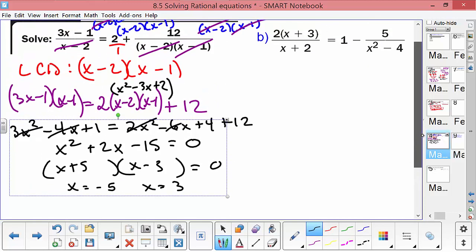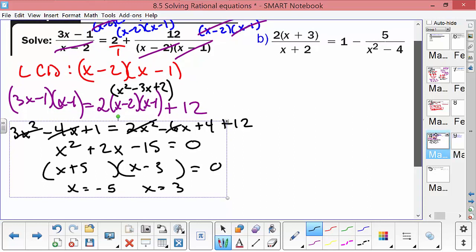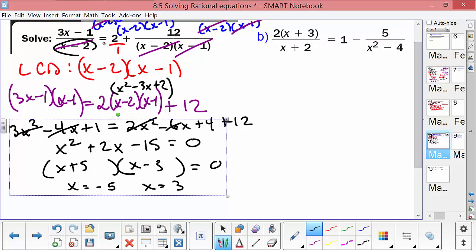If I look, it looks like both of those are okay because they're not going to cancel in the denominator.